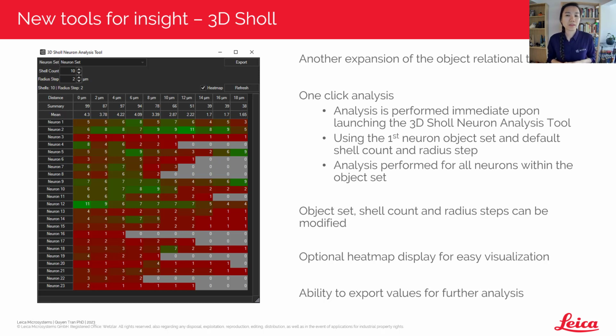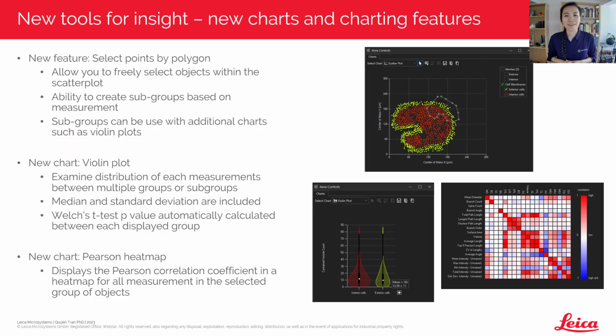We've also implemented the ability to view this analysis as a heat map and to be able to export these values for further analysis if you so wish. But it doesn't stop there. Aivia 12 comes with new charts and charting features.